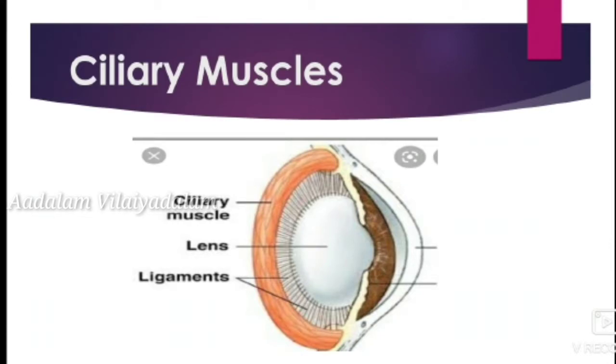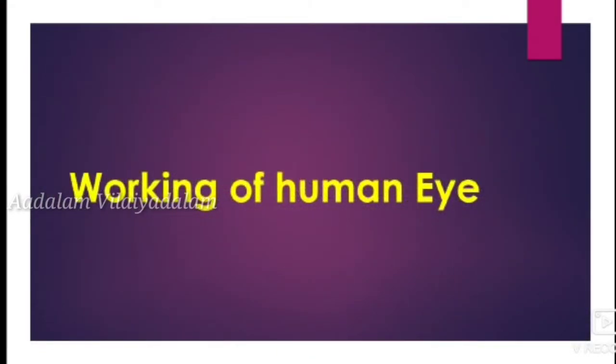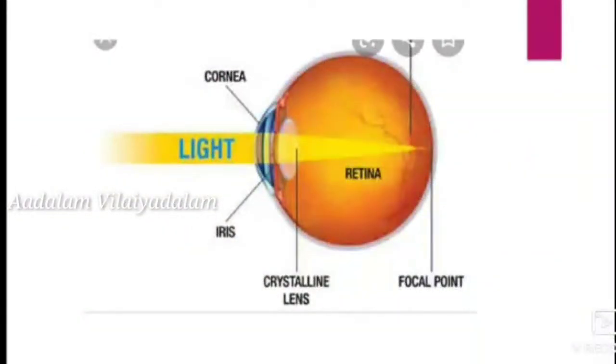Next we will learn about the working mechanism of the human eye: how the images are formed and visualized. Let us discuss in detail the working mechanism of the human eye. The light rays bend at the cornea, which is a transparent layer of the eye, and enter into the pupil, which is located at the center part of the iris.